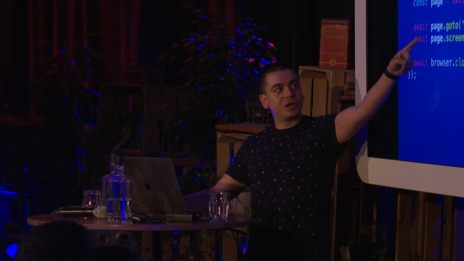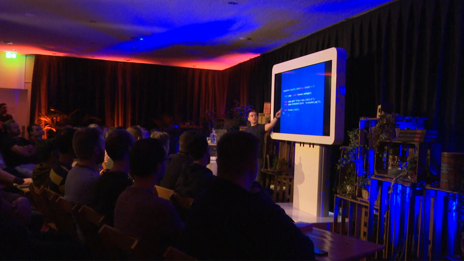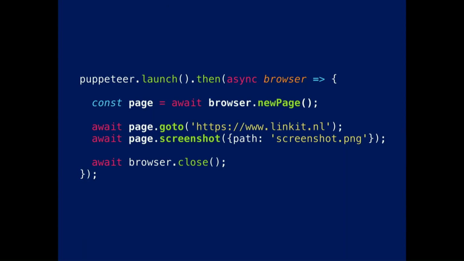So I'm just going to point. You can use page goto to navigate to a specific page, and then use any other API call. In this case, it's screenshot. And when you call this, it will just save the screenshot in the path provided.